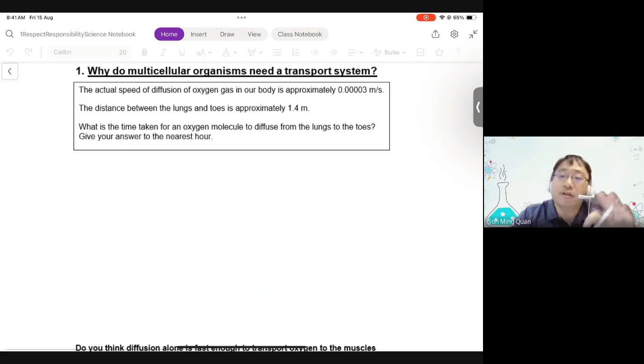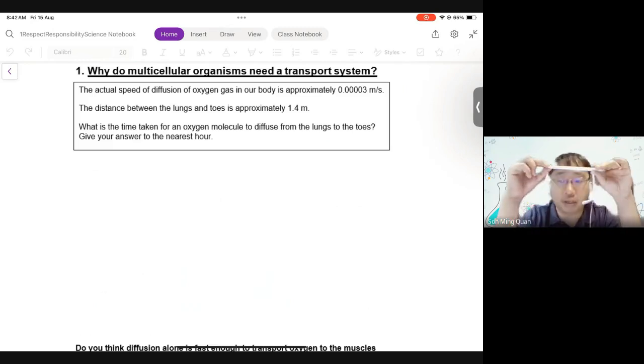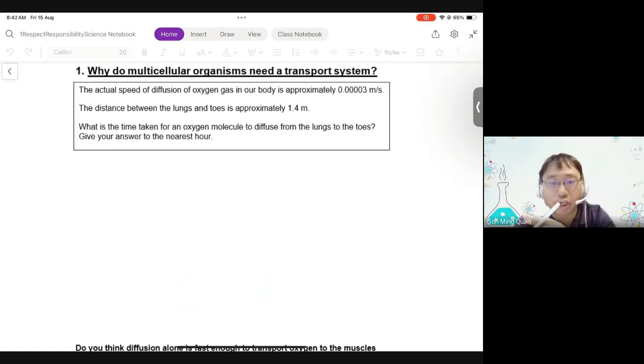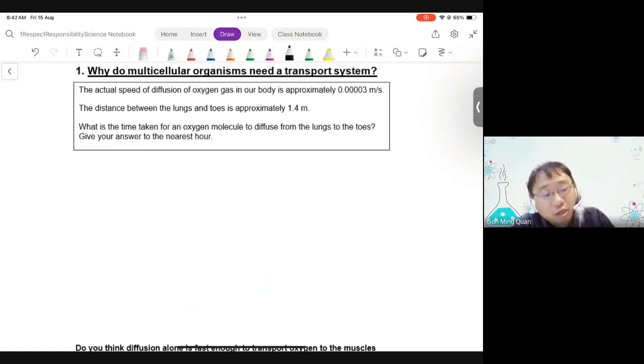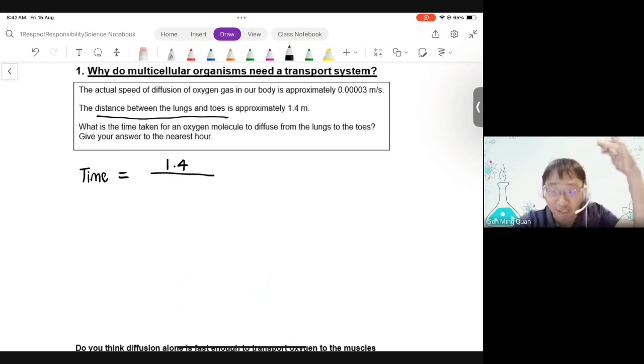So we start off with a very simple question, which I've gotten you to do previously. We have learned that molecules are able to diffuse from a region of higher concentration to a region of lower concentration. But is diffusion alone sufficient, fast enough, for transport of substances? If we did the calculation, the distance between the lungs and toes is approximately 1.4 meters. So the time taken is 1.4 meters, which is the distance, divided by the speed.